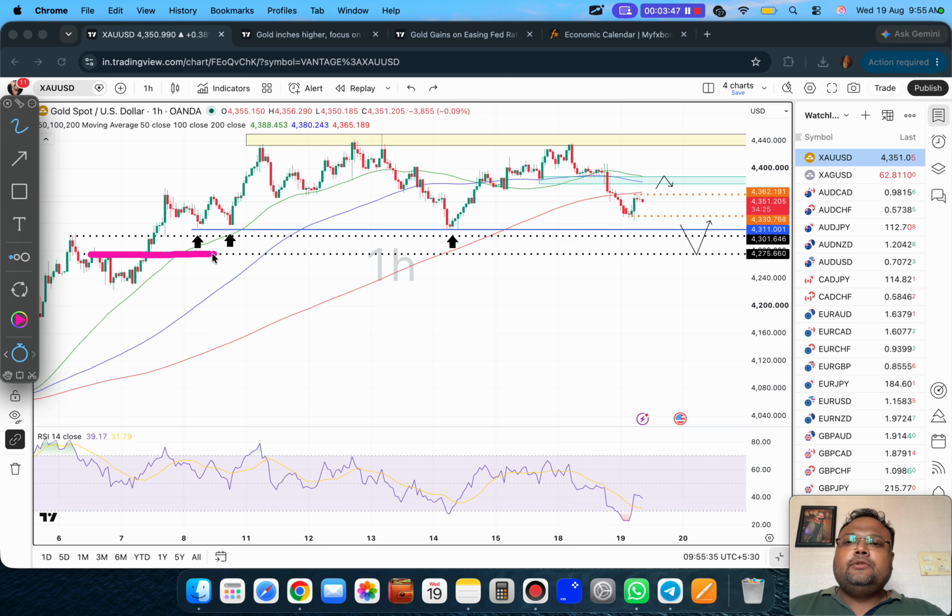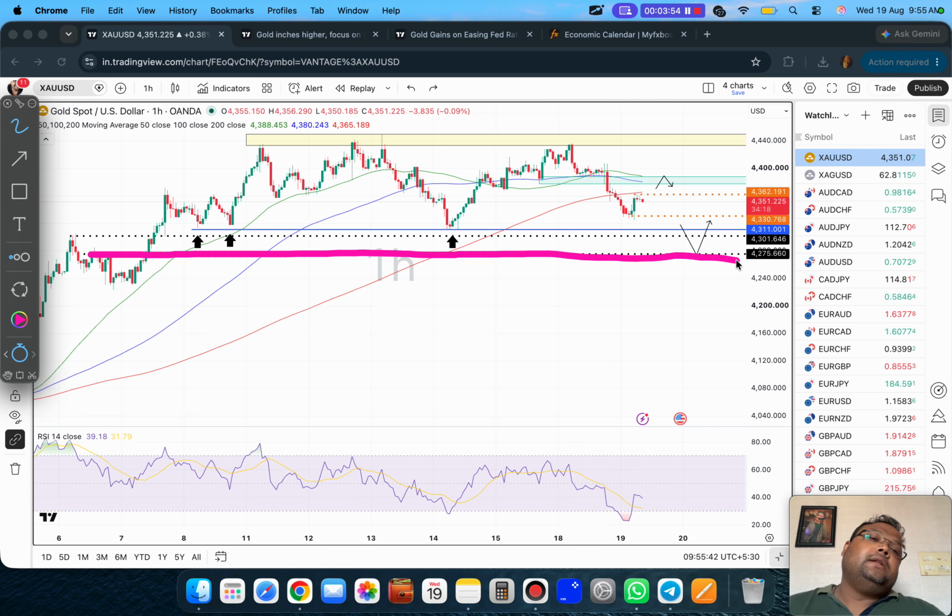This dotted line you see here is a support zone for gold. When the market comes down for a liquidity grab or SL hunting, there's a high chance the market will take support around this zone. यहाँ पे market support ले सकता है liquidity grab के लिए.